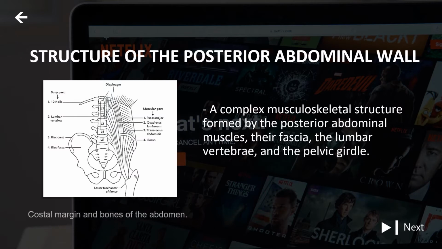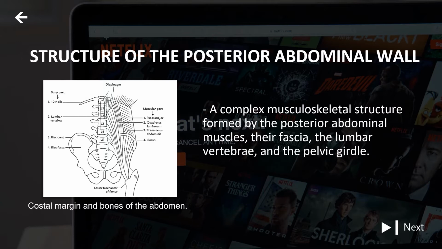Structure of the posterior abdominal wall. The posterior abdominal wall is formed in the midline by the 5 lumbar vertebrae and their intervertebral discs, and laterally by the 12 ribs, the upper part of the bony pelvis, the psoas muscles, the quadratus lumborum muscles, and the aponeurosis of origin of the transversus abdominis muscles.